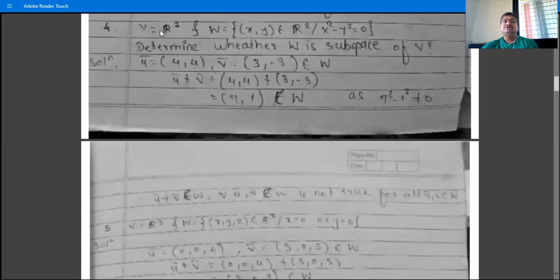Next example, V = R2. W is the set of (x, y) belonging to R2 such that x square minus y square is 0. Determine whether W is a subspace of V. So we have to determine whether this W is a subspace of V.